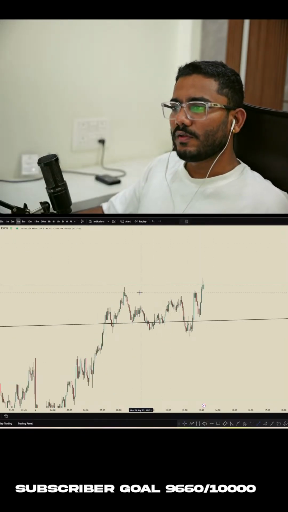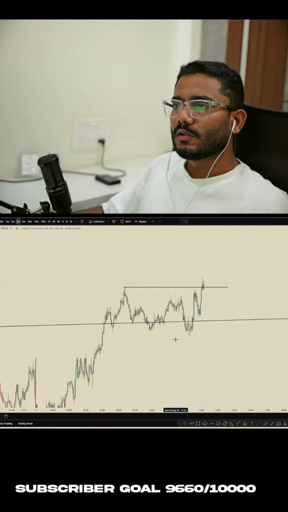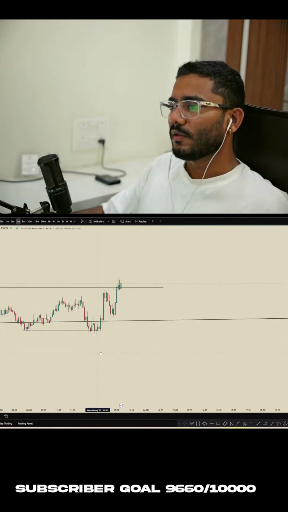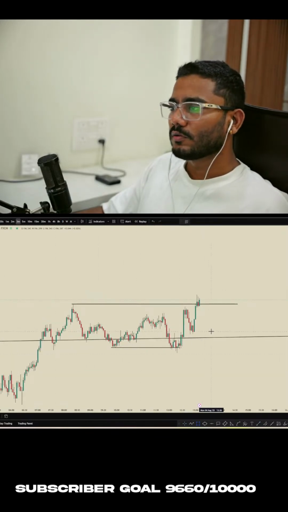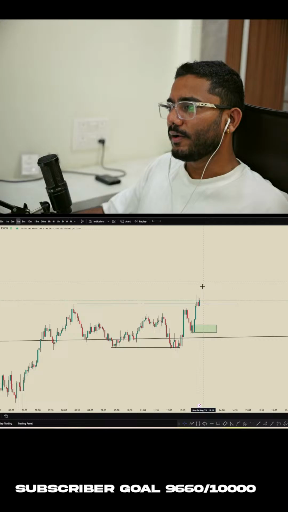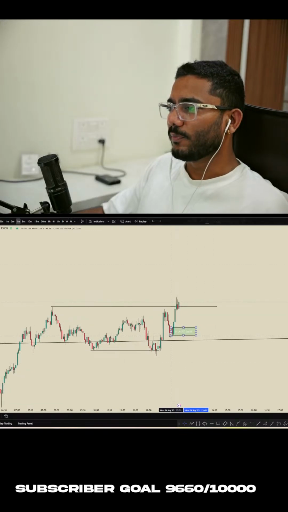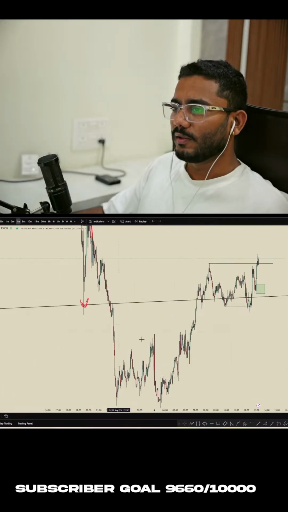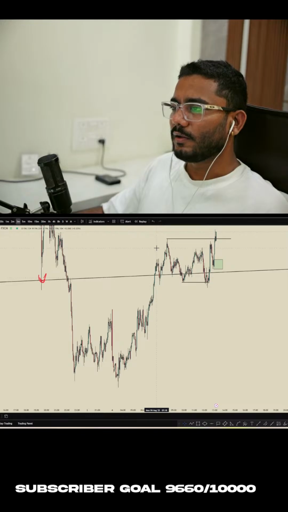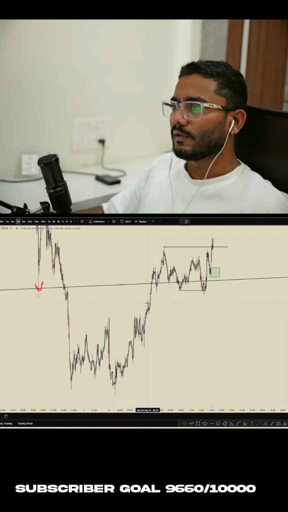On GJ also we have the same thing, price broke the structure, inducing this previous lows. And we have this order block where we can look for entry, but we want price to create more liquidity to the upside. Then only this will be valid. Right here, there is again imbalance.